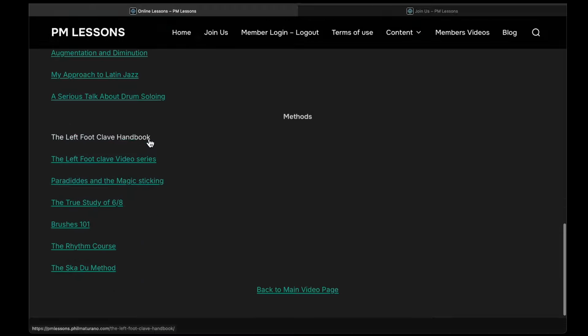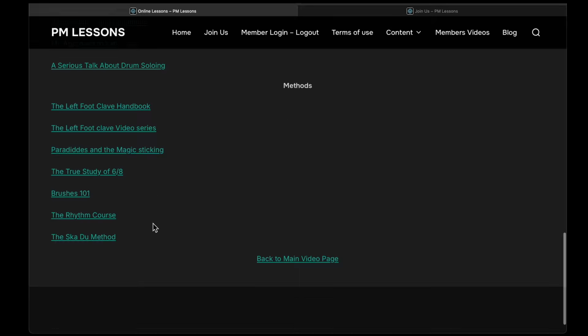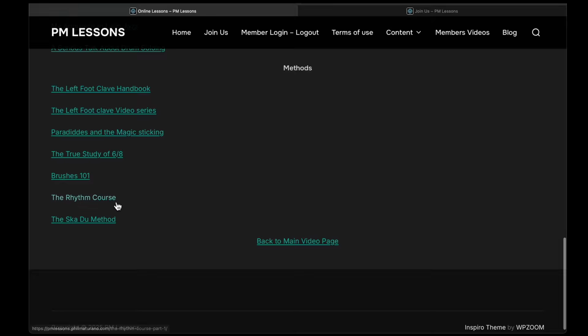The methods. Here we have my left foot clave book, the left foot clave video series, my book Paradiddles and Magic Sticking, the true study of 6/8, brushes section, the rhythm course, a very involved course, very important to review this, which gives you a full breakdown of how to study rhythm. The Skidoo method is my method for applying Indian type phrasing to the drum set.